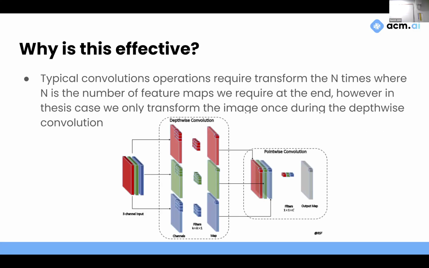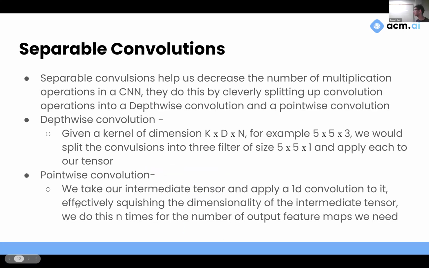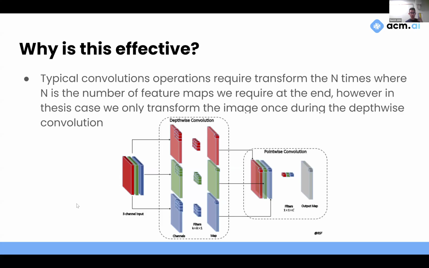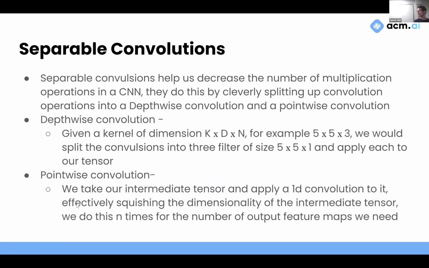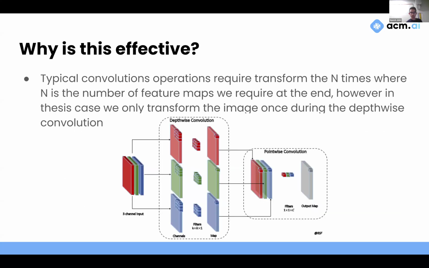Normally with convolution operations, we have to transform it n times if we have n filters. However, with separable convolutions we only need to do it once. That way we save a lot of memory storage, because we only need to do it once as opposed to n times.